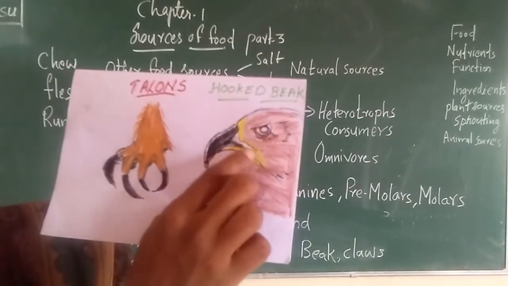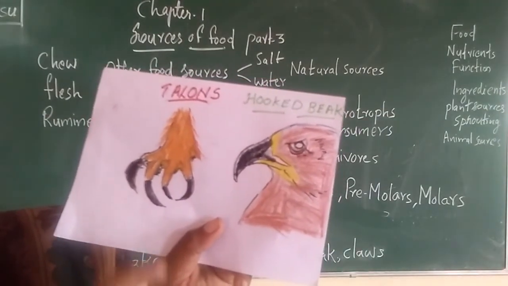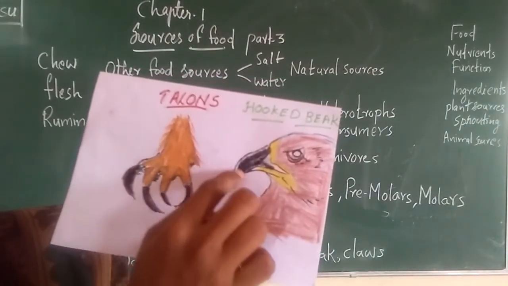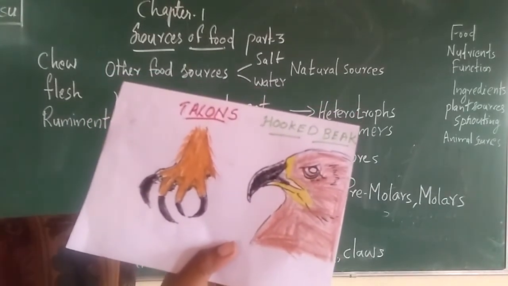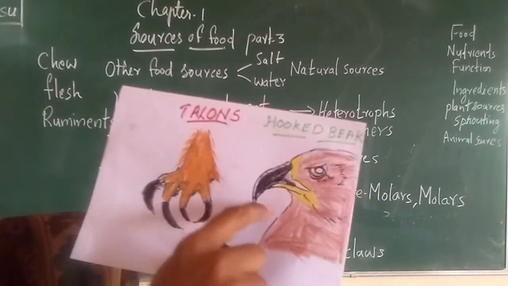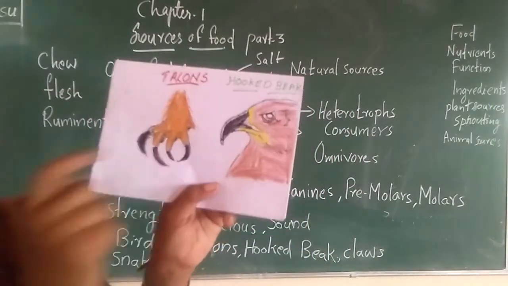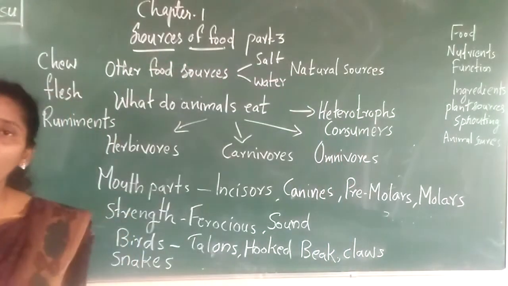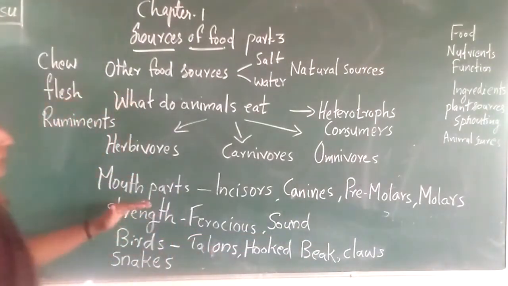And next is, see, how the beak will be. See, animals have what? Canines to tear the flesh. The same way, birds have what? A pointed, hook-like beak. It is turned like a hook and it is very pointed to tear the flesh. So these are the characteristics of carnivorous birds.